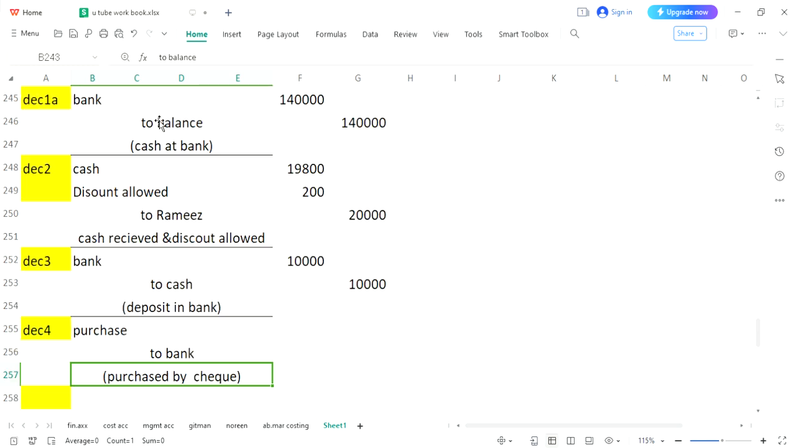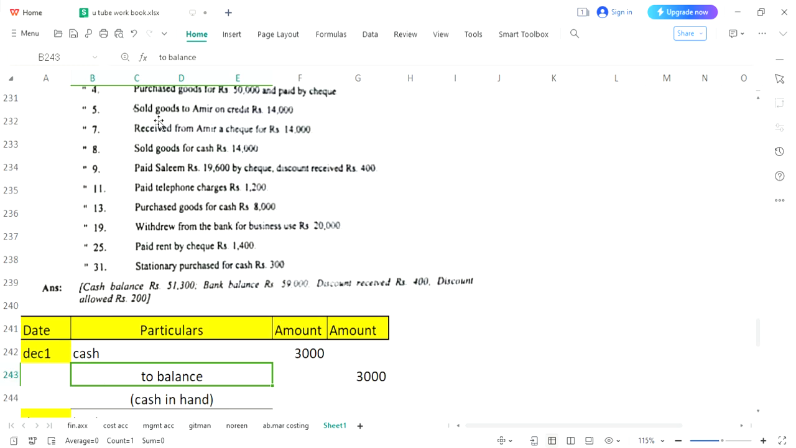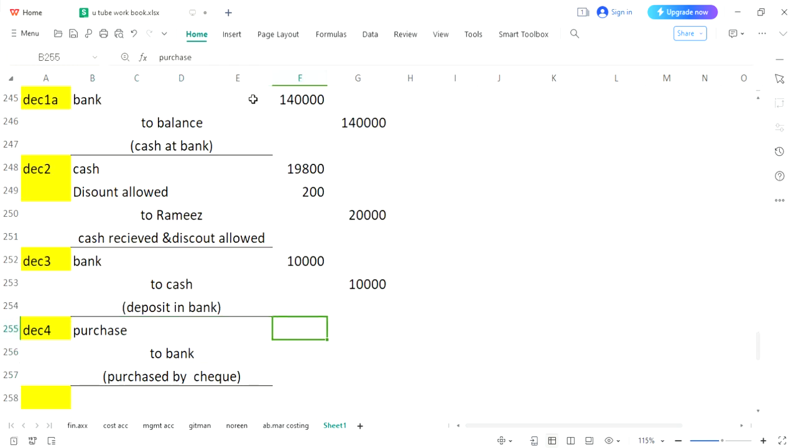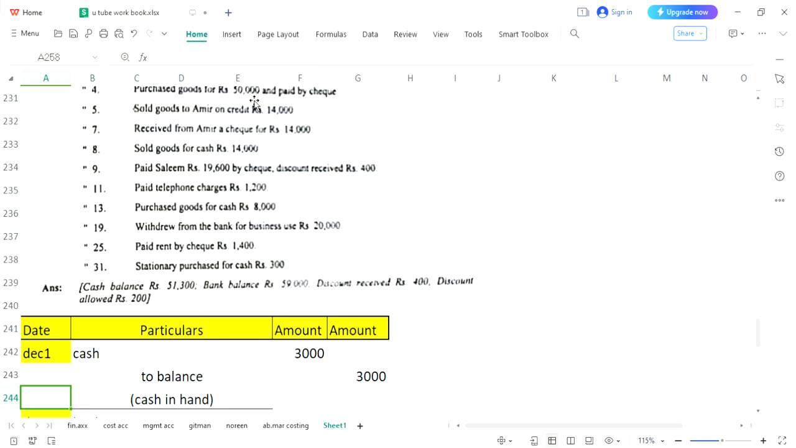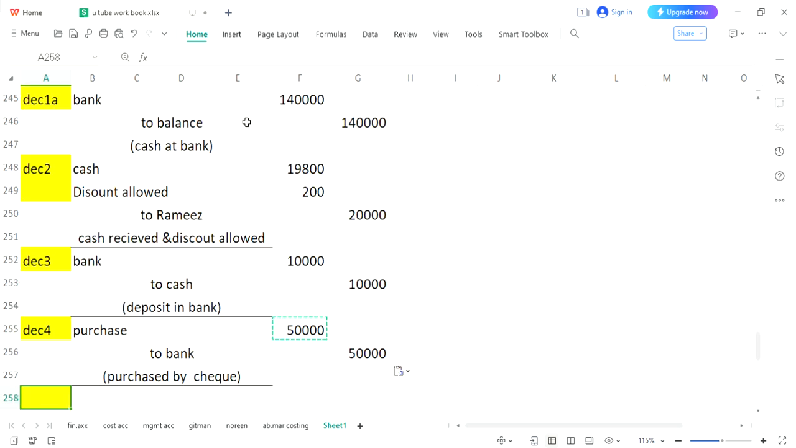So here we have our December 4th entry. Goods purchased by check, 50,000 was the amount. You will write 50,000 on debit side and same amount would be written on credit side. December 4 is completed. Now December 5 is saying sold goods to Amir on credit.